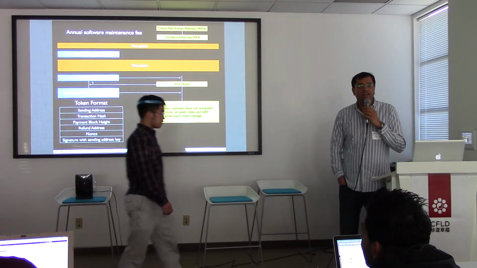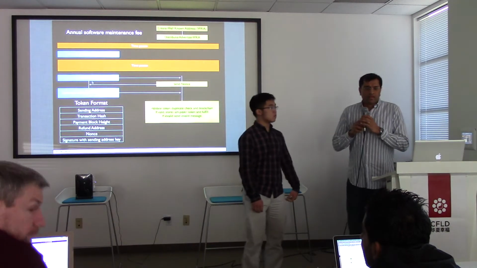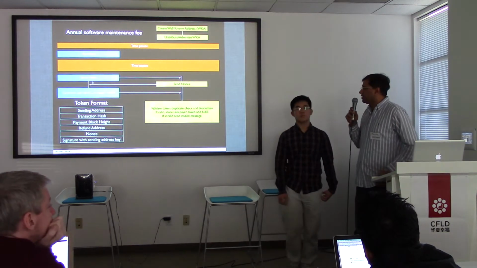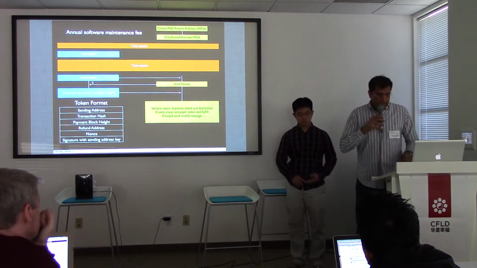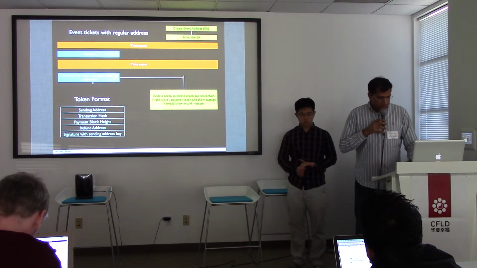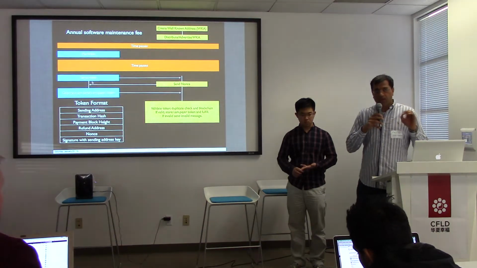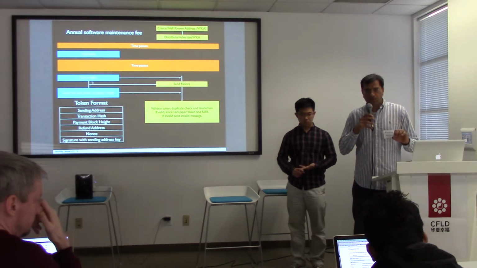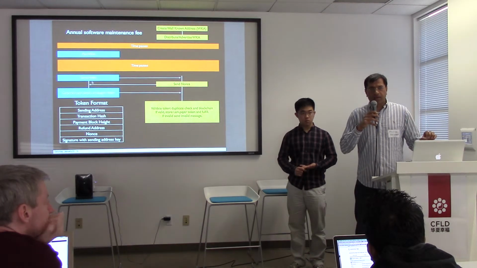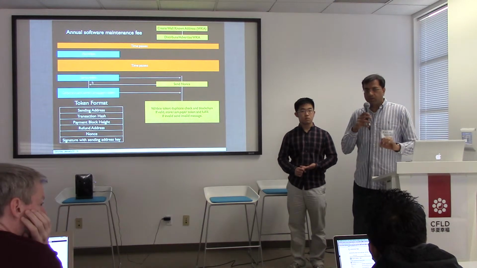Why do you need a nonce on this but not on the other one, for the event? Can you repeat the question? Why a nonce in this protocol and not in the one for the event ticket? The purpose of the nonce was for the vendor to be able to prove, when they reject somebody as a duplicate, that it is in fact a duplicate.